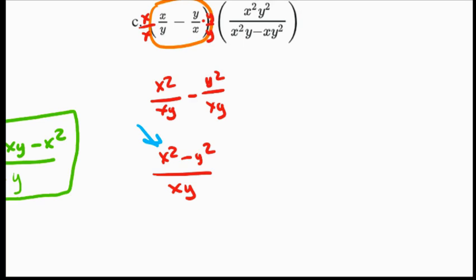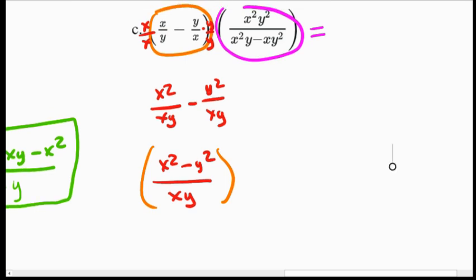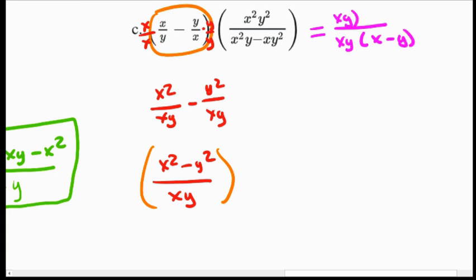So right now I have simplified the left side to this. And now the right side over here, I'm going to pull the greatest common factor out of the bottom here because xy goes into both of those things. So xy, if I pull that out, I'm left with x minus y here. And then I have xy times xy in the top. So these will cancel, and so I'm left with the simplified version, which is xy over x minus y.